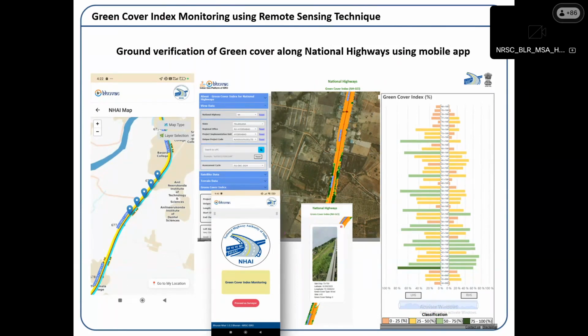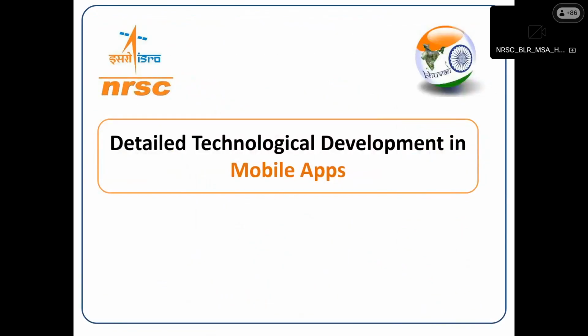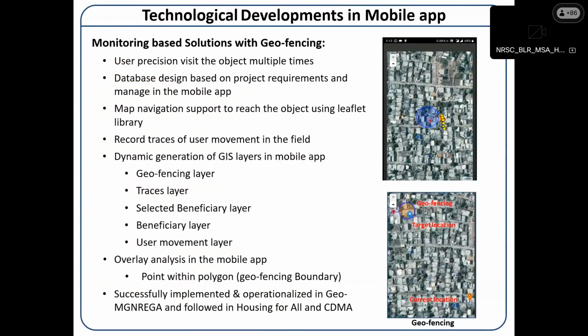So every 100 meters, the green cover is computed using this remote sensing technique, and then appropriate improvised on-ground solutions are taken up to improve the green cover along the highways. That's all I have. These are some of the technologies which we have adopted in bringing out the solution.